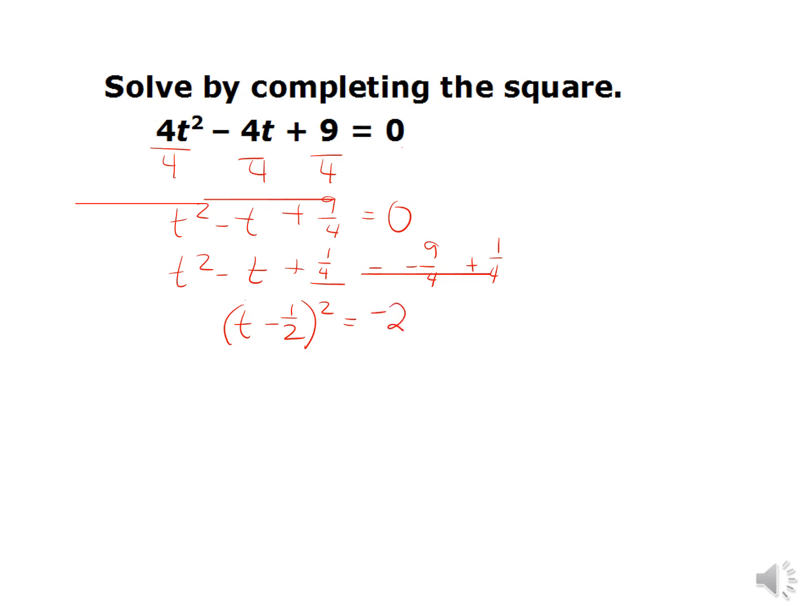And right here, a stop sign should go off in your head because you can't have a perfect square equal a negative number, so therefore this has no solution. Okay? If you took the square root, you would get the square root of a negative number. Can't happen. So remember, you want to look for all these little details when you're solving by completing the square.